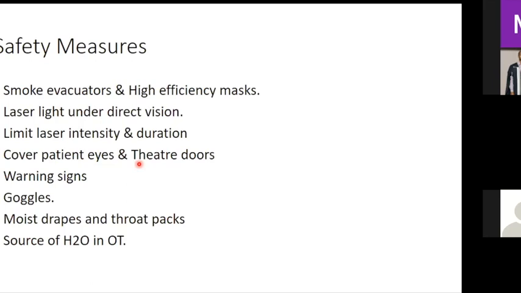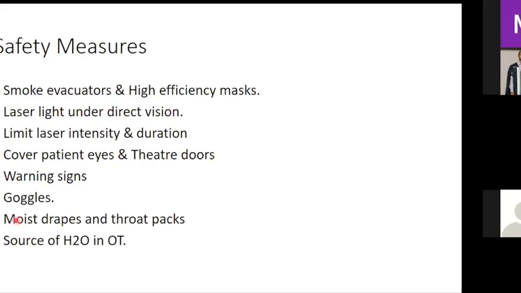When they're doing laser, you must be careful of this, because it might be that the surgeon has put the laser unattended and it's on and it's facing towards your direction. So it could actually cause a lot of damage. There must be warning signs when a laser is used in theater. There must be goggles for everyone inside the theater. There must be moist drapes or throat packs if they're working in the airway.